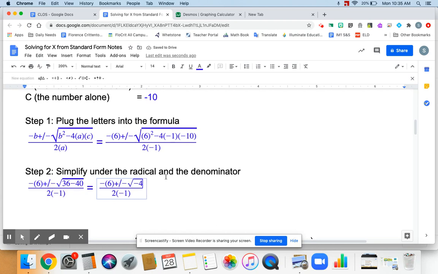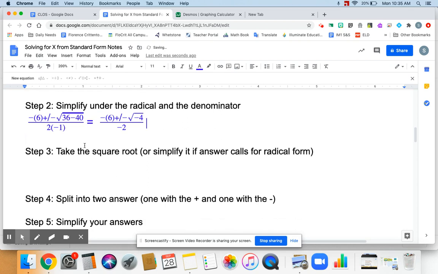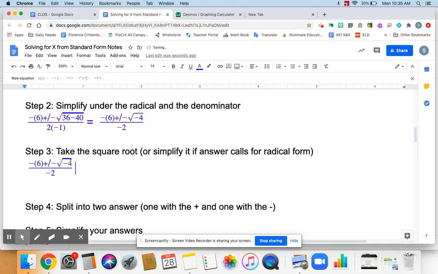But I also have to do the denominator. Denominator just means bottom of the fraction. And on the bottom of the fraction, 2 times negative 1 is negative 2. So now that I've done that step, I've simplified under the radical and the denominator. I'm going to take my answer and do step 3, just to actually take the square root.